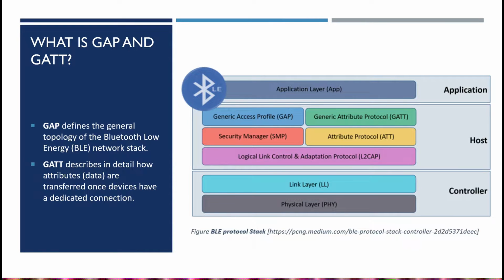On the right-hand side, we show a BLE protocol stack, and as we can see, it is divided into three main parts: the controller, host, and application. The Generic Attribute Protocol and the Generic Access Profile lie in the host layer.